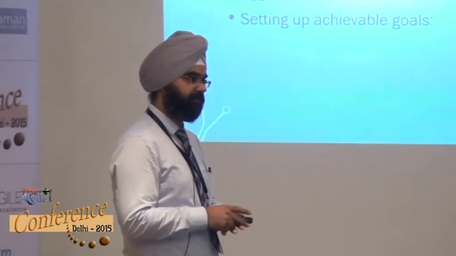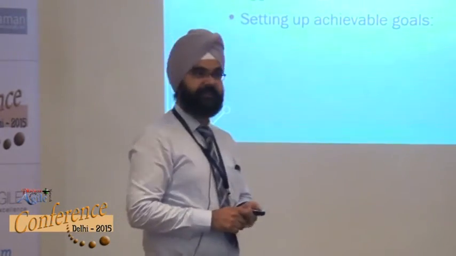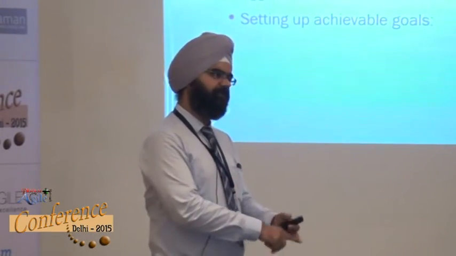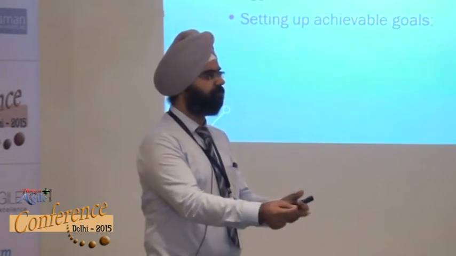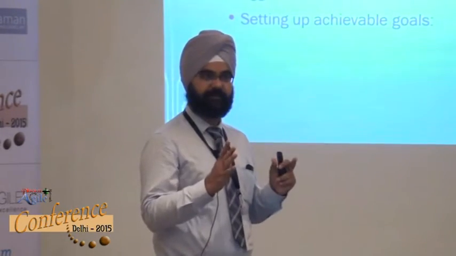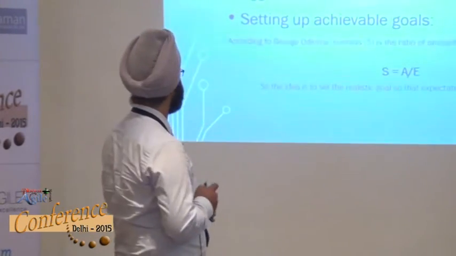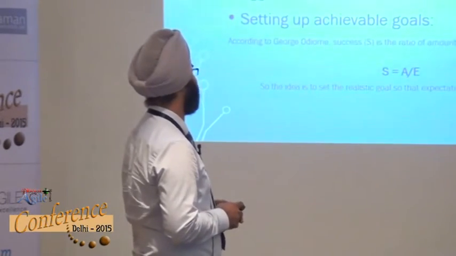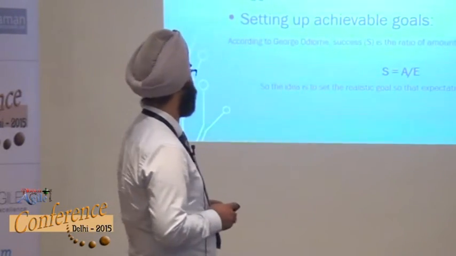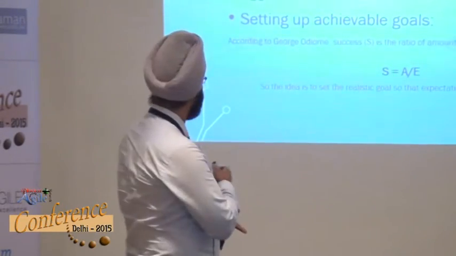Goal setting. We can set a goal like I want the moon, but that's unrealistic. We can say, I have this innovative idea, I will create a product, launch it in the market, and I will start earning 10,000 rupees per month in the initial stage. Vision is big, but the initial effort is small. According to George Orwell, success S is the ratio of the amount of achievement A to the amount of expectations E. So S equals A by E. The more achievement we have, the more success.